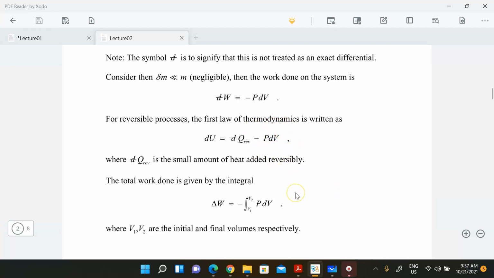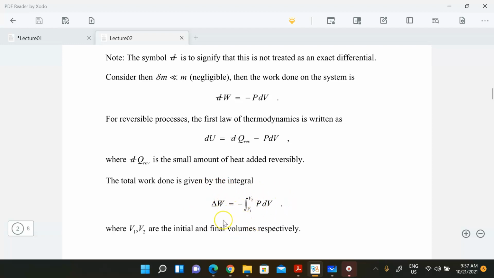Suppose I know the two points that define the state, the initial state and the final state, and that is given by two different volumes, initial volume and final volume. Then you can actually calculate your mechanical work by just integrating this PdV.